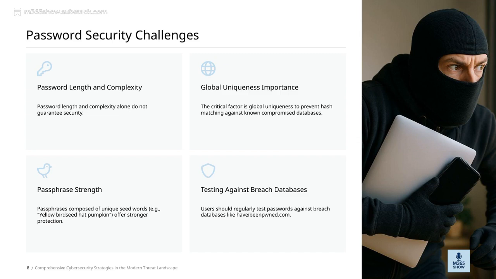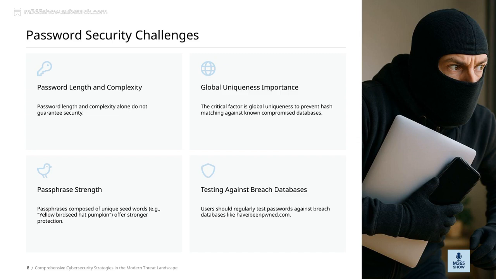Next, when creating passphrases, think of using unique seed words like yellow birdseed hat pumpkin. These tend to be much stronger than simple passwords because they add complexity and are harder for attackers to guess or crack. The strength of a passphrase is really about using these unique, unrelated words.